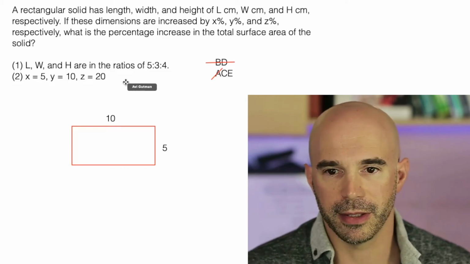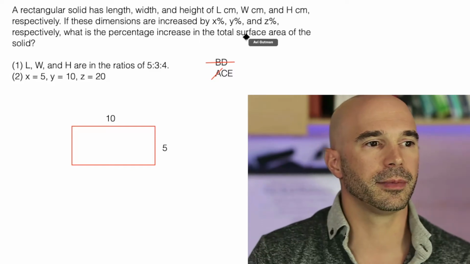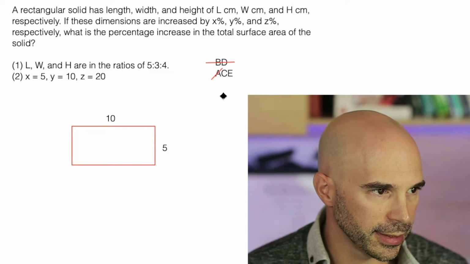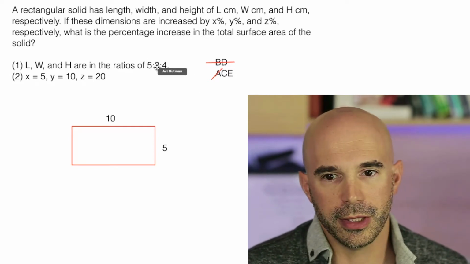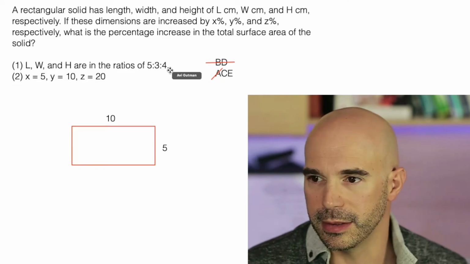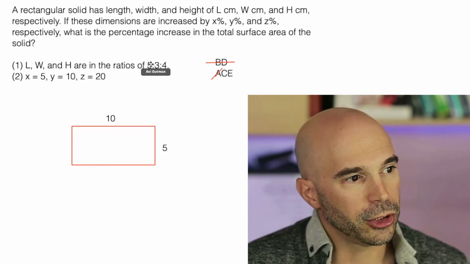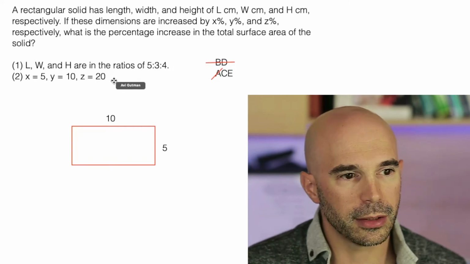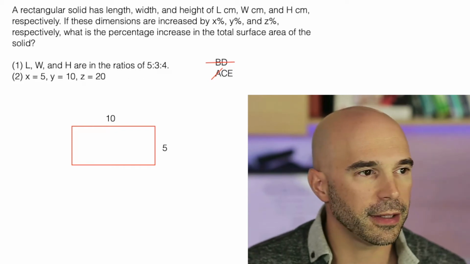Right? What happens if I combine these statements? Then am I able to tell the factor by which the total surface area is going to change? So how do I think about that? Well, I know the ratio of these elements, the length, the width, and the height. And I also know the change factor associated with each of them. If this were a two-dimensional shape, would it be sufficient if I combine them?